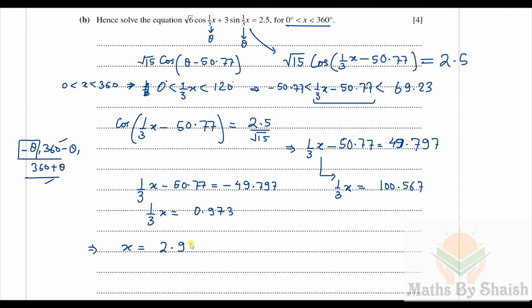So till 3 significant figures, if you want to give the answer, then we can write 2.92, or we can write 2.9 only, because generally we give our answer till 1 decimal place if it is an angle. So 2.9 degrees from here, and from this place it is going to be 3 into 100.567, and this value is going to be 301.701, so it is 301.7 degrees. So these are the two values of theta, which are between 0 and 360.